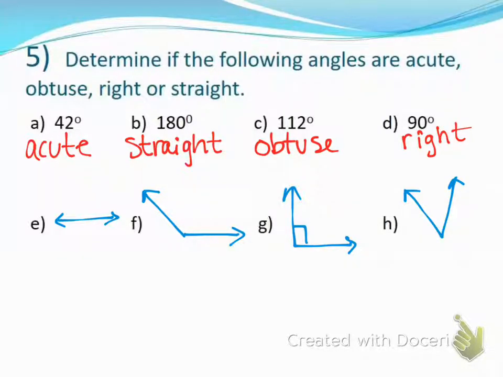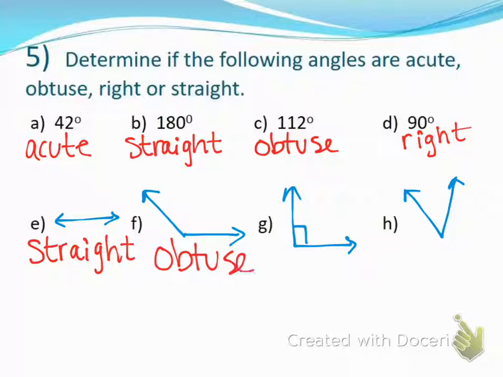All right. E. What does that look like? What kind of angle? A straight angle. What about F? It looks obtuse to me. G is right. We know that because of the box. And H would be acute.